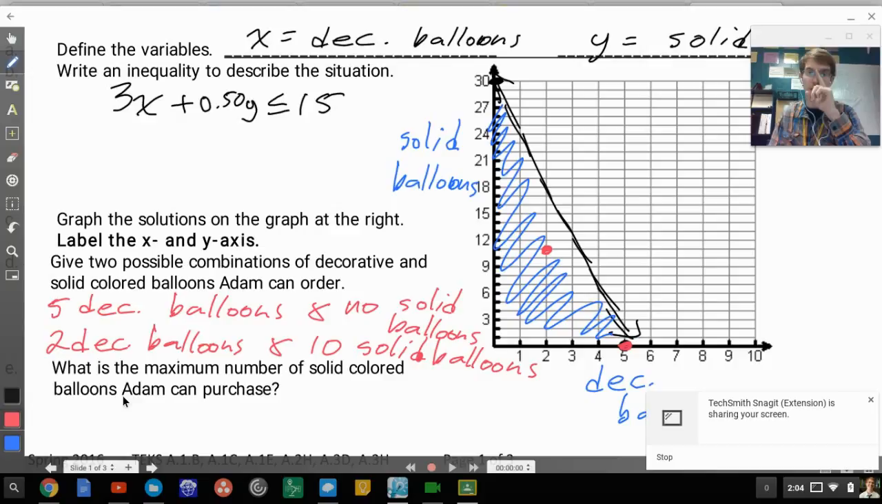Now this last one, what is the maximum number of solid color balloons they could purchase? We said they were 50 cents a piece, so the most we could get is actually 30. Most we could get is 30 solid color balloons.